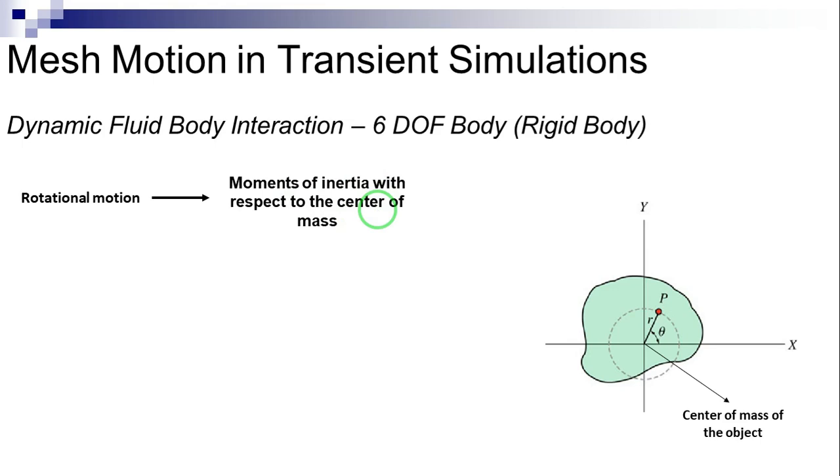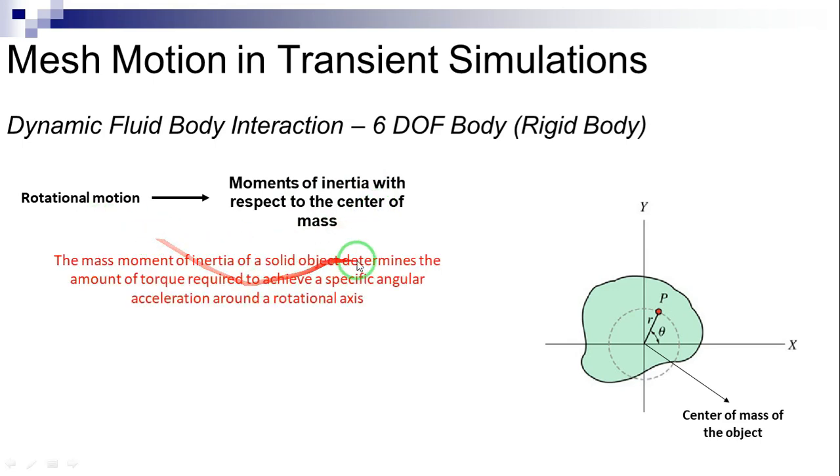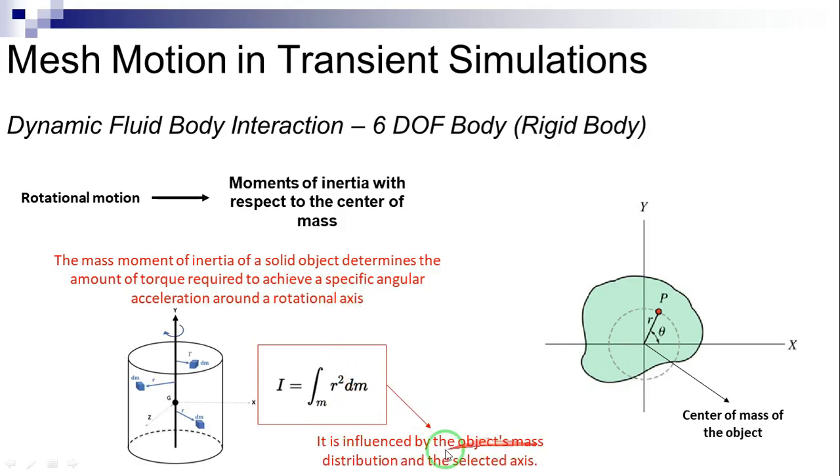The mass moment of inertia of a solid object determines the amount of torque required to achieve a specific angular acceleration around a rotational axis. It is influenced by the object's mass distribution and the selected axis. To simulate DFBI motion in STAR-CCM+, one needs to estimate the body's moment of inertia and its center of mass. Depending on the available degrees of freedom, you can input the necessary component values while disregarding the others, as they don't contribute to the calculations.